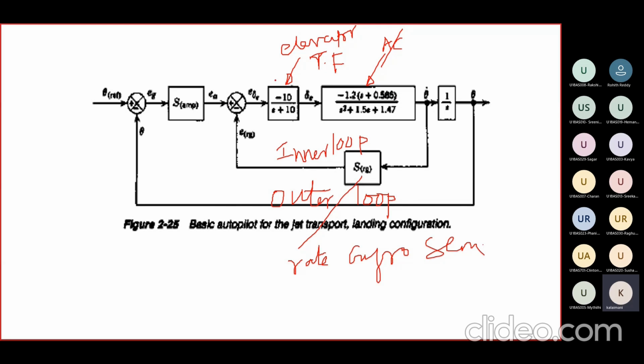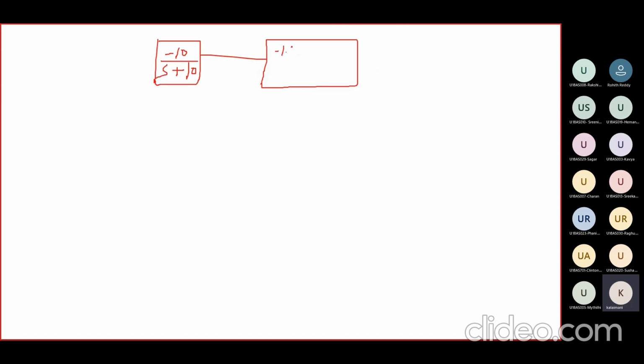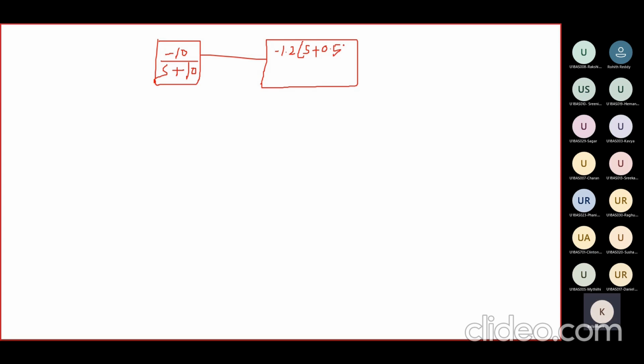Now the inner loop has these transfer functions. One is the elevator transfer function. So I take only the inner loop. The elevator transfer function is minus 10 divided by s plus 10, where the aircraft transfer function is minus 1.2 times s plus 0.585, divided by s square plus 1.5s plus 1.47.